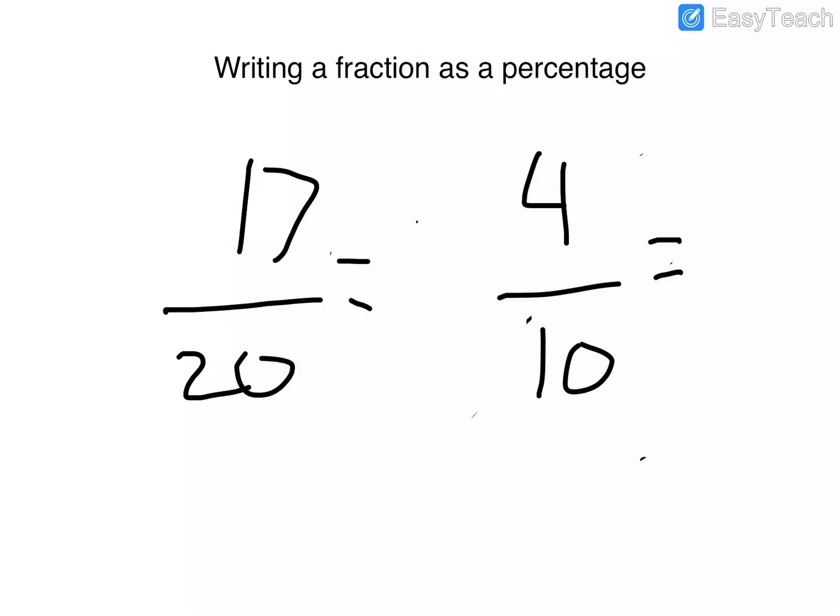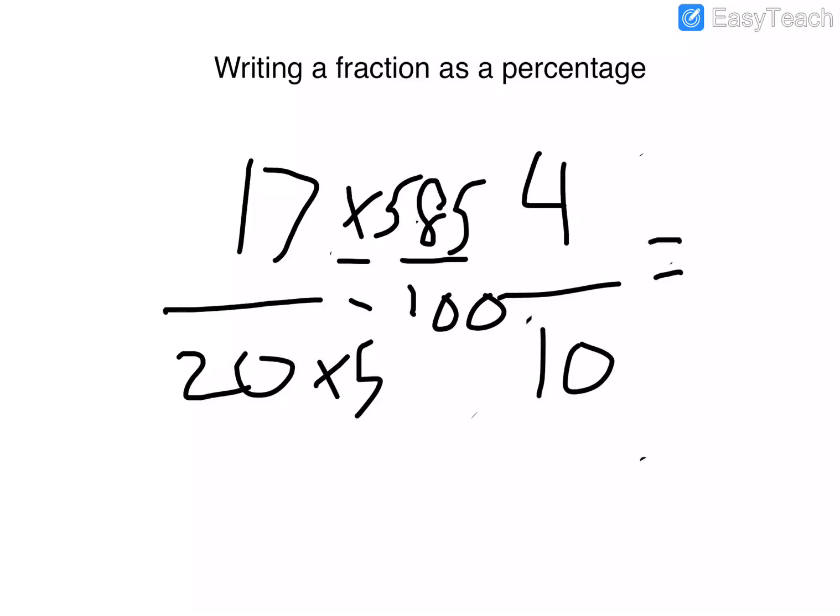The question's asking us to convert the fraction to a percentage. So what you have here is 17 out of 20. You go to the bottom, the denominator, the 20, and ask yourself, what number can I times 20 by to make 100? You can times that by 5, but whatever you times the denominator by, you must do to the numerator, so times that by 5 as well. That gives you 85 over 100, and that will equal 85%.